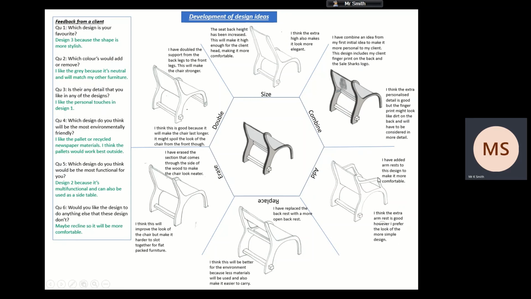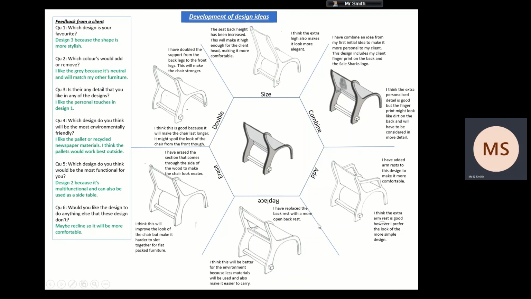Add, on this one I've added some armrests. Replace, I've replaced the backrest from a flat back to an open back, and I'll explain why. Erase, so I've erased that little bit that's just here because I don't think it's necessary particularly. I think it looks neater without. And then on this one, double, so I've put an extra support in there just to make it a bit stronger at the front so it doesn't spread apart.